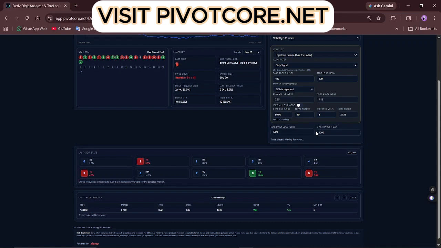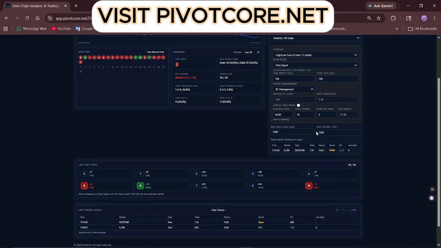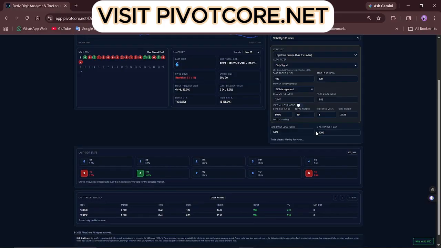First, let's talk strategy. The 4 over, 5 under approach is popular for a reason. It's about balancing risk and probability. When you're trading on Deriv, emotion is your biggest enemy. By using an automated platform like PivotCore, we're taking the human error out of the equation. We're letting the logic do the heavy lifting. I'll walk you through how I've set up the parameters to target that specific 5 out of 10 goal. Now, let's watch it in action.